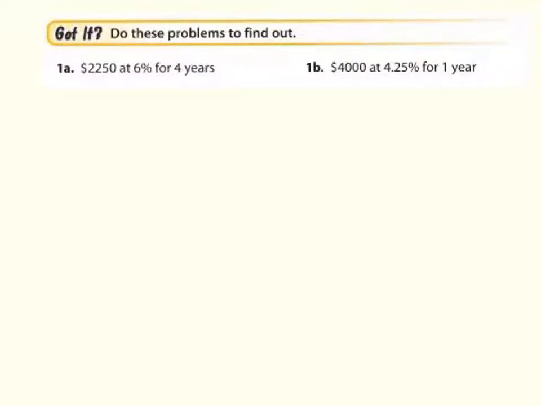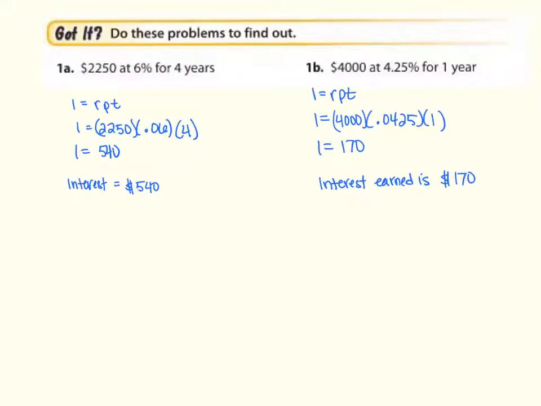Okay, pause your screen, do these two examples in your notes. Once you're done, press play to find the answers. Okay, so for 1A, you should have gotten $540 as your simple interest earned, and for 1B, you should have gotten $170 as your simple interest earned.